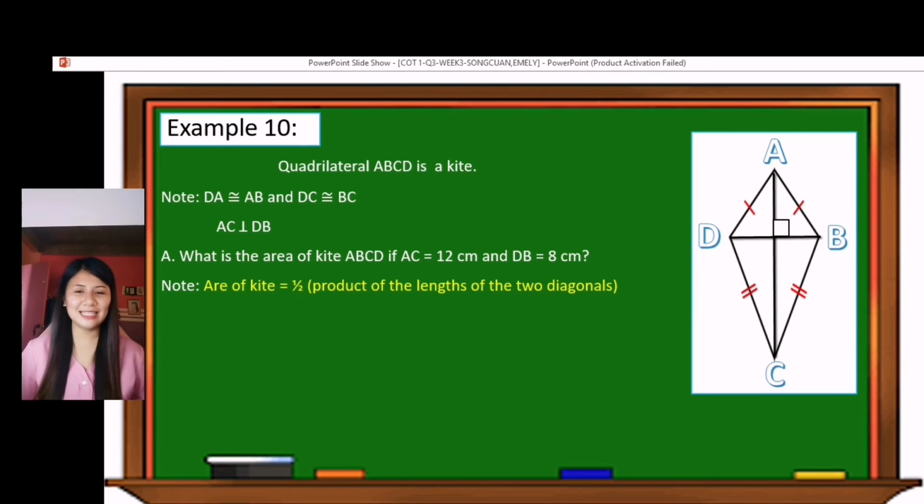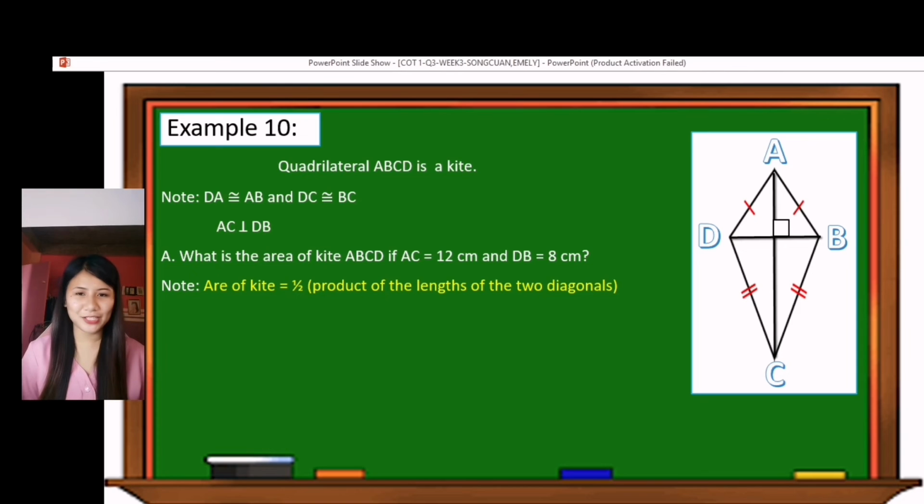Quadrilateral ABCD is a kite. As you can see in the figure, we have side DA congruent to side AB, and side DC congruent to side BC. In the given figure, we have two diagonals that bisect each other and form two right angles by intersecting. We have diagonal AC perpendicular to diagonal DB.